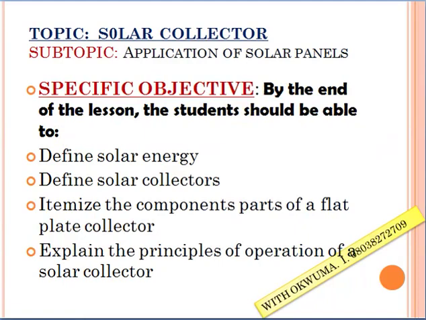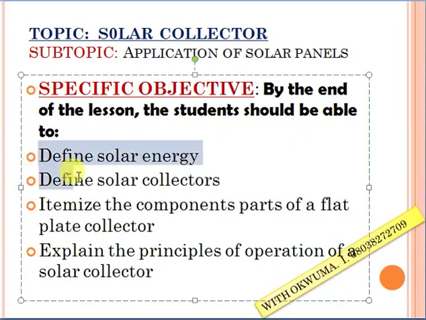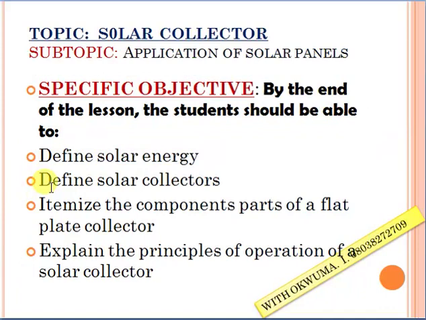Now we look at our specific objectives. By the end of the lesson, students will be able to, number one, define solar energy. Secondly, define solar collectors. Third, itemize the component parts of a flat plate collector. And finally, explain the principle of operation of solar collectors.